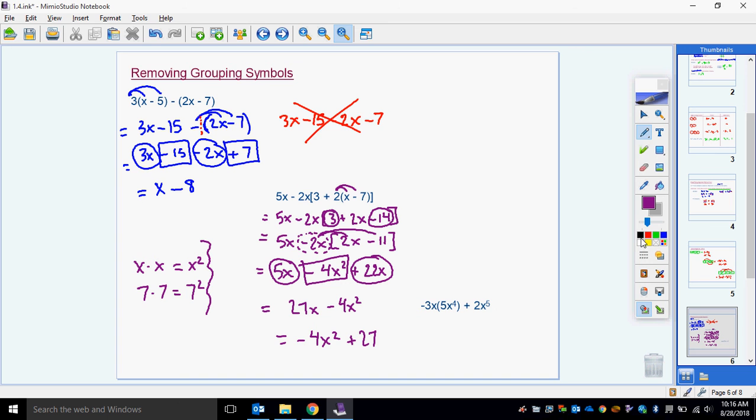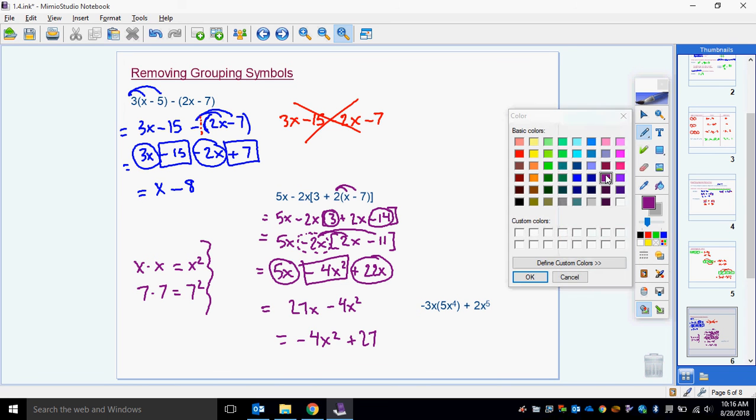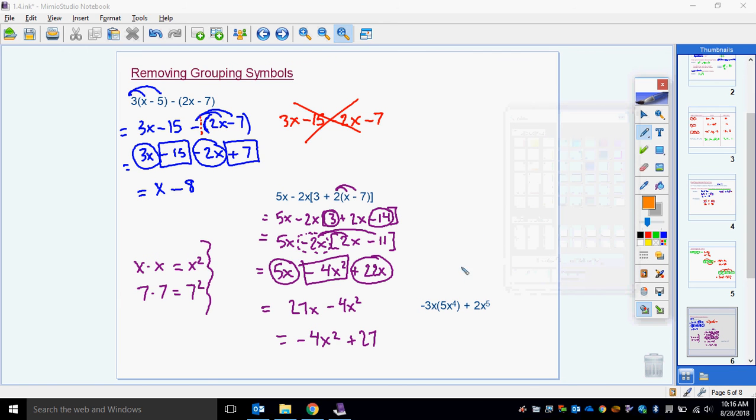Okay, the last one. If you feel confident, you can pause the video. If you don't feel confident, we can walk through it together. So I have one grouping symbol here, and it's 5x to the 4th, and it's being multiplied by negative 3x. So I'm going to multiply those.